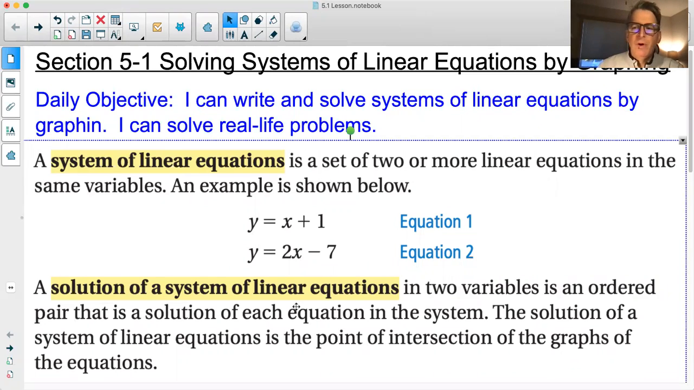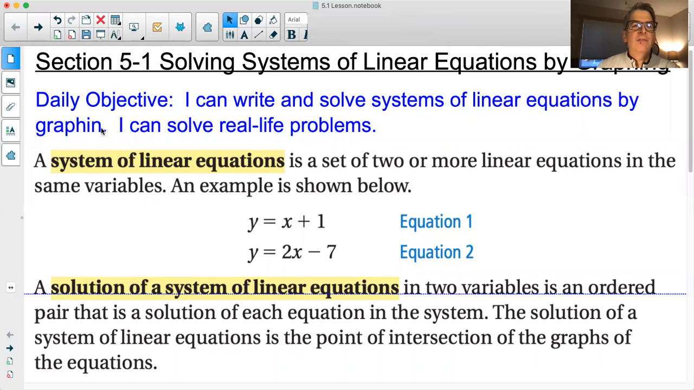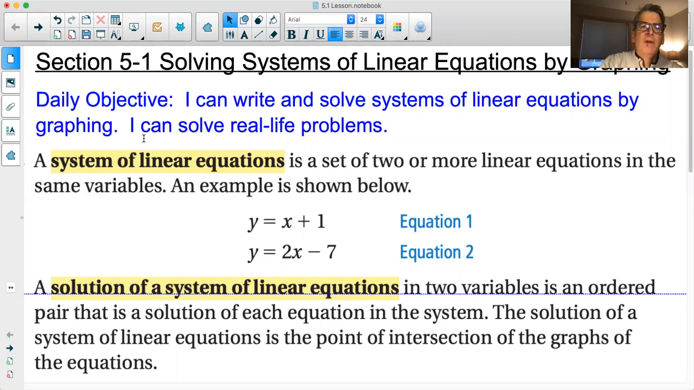Okay, so this is in your book, the book that I gave you at the beginning of the year. It's from chapter 5, section 1, 5-1. The daily objective is that by the end of the lesson, you should be able to write and solve systems of linear equations by graphing, and you can solve real life problems.